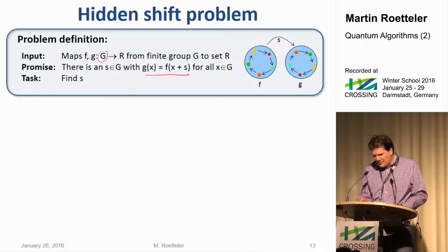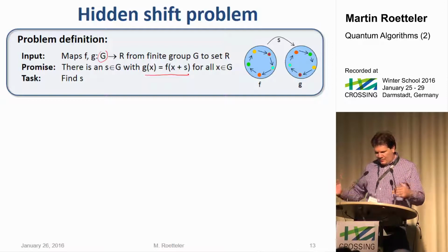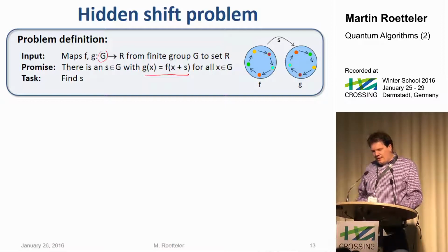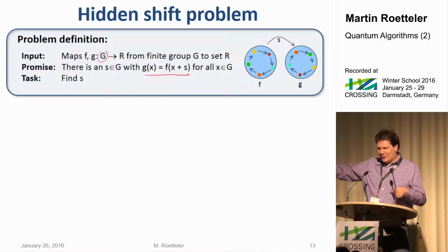Let's actually assume it's abelian, and let's write it additively. So you know that on all x you get this relation, that they're shifted versions of each other by this S. You don't know what S is, and you'd like to find out what S is. If you were just to query the function, you evaluate it at certain points, it might take a very long time to figure out what S is. Right? Because there might be many S that are consistent with evaluating the two functions.